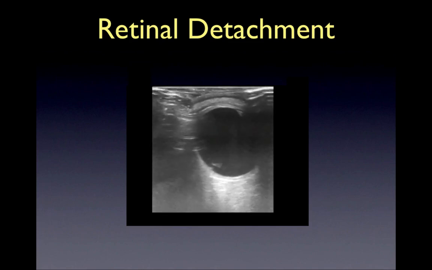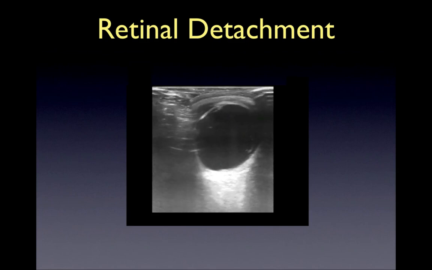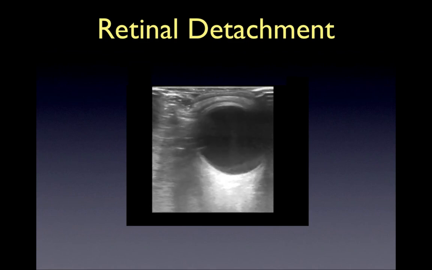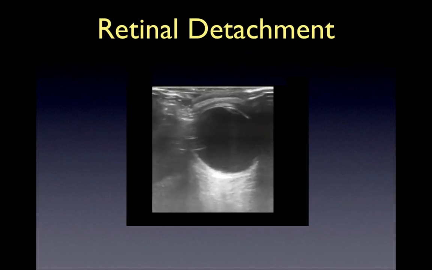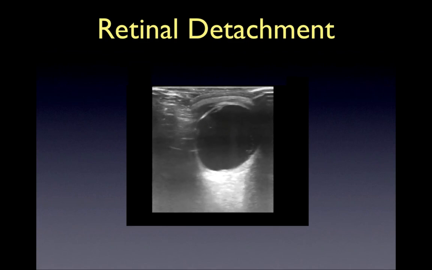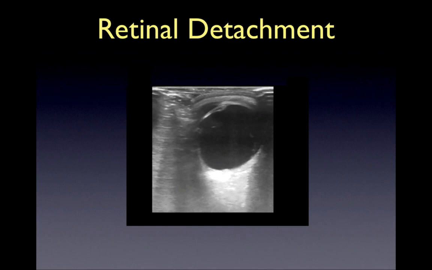Here's a video clip of retinal detachment. You can see there that as the patient moves their eye to the left and to the right, there's a hyperechoic membrane that would normally be adherent to the posterior surface of the globe, now is detached. And you can see it actually moving back and forth and undulating in the vitreous as the patient moves the eye back and forth. So this is a patient who had a retinal detachment.